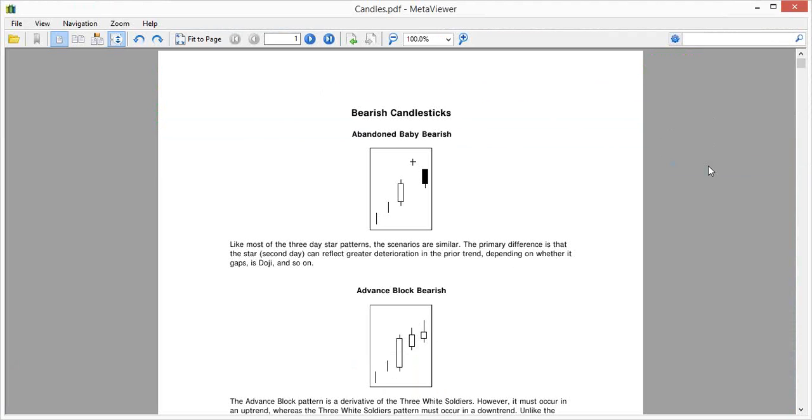So again, in the bearish market, you're looking for a downtrend. The first thing we're going to look at before any pattern is whether the market is in an uptrend or a downtrend, as we've discussed in the basic course. So this is an abandoned baby bearish. And like most 3-star patterns, the scenarios are similar. The primary difference is that the second star on the second day can reflect a greater deterioration in the prior day trend, depending on whether it gaps or if it's a doji and so on.